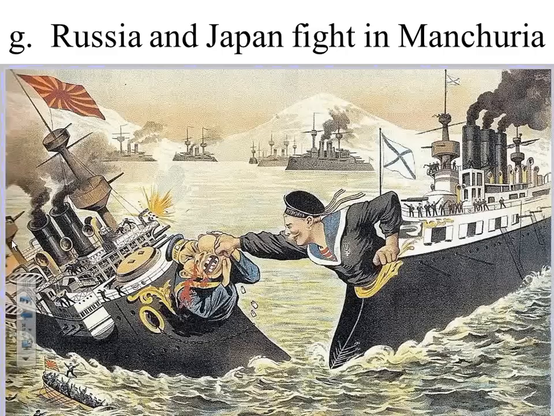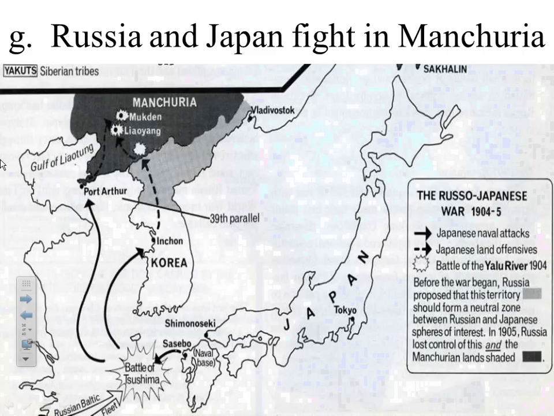Now we want to address this global issue, the war between Russia and Japan. So you see this political cartoon, Russia kind of bloodying Japan in this great naval battle. This is the Russo-Japanese War. And this battle is the Battle of Tsushima right here in this map. The war took place in 1904 through 1905 between Russia and Japan.